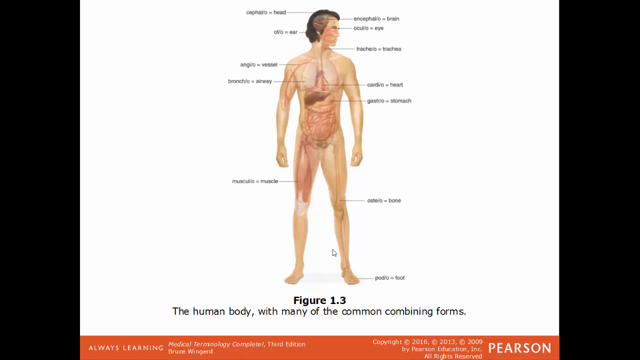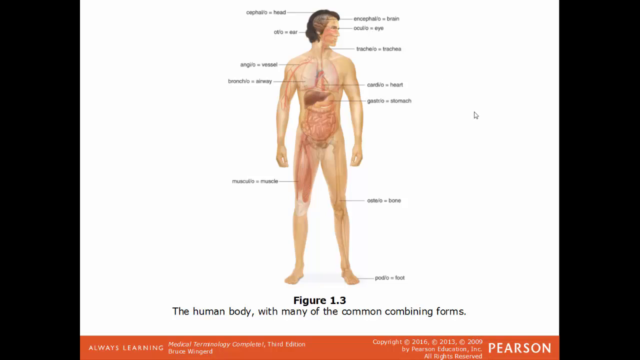Alright, here's a general image of the human body with many of the combining forms. See, cephalo or cephal is a reference to head. Oto is a reference to ear. Angio is a reference to vessel. Broncho, airways. Musculo for muscles. Pod or podo is a reference to foot. Osteo, bone. Gastro, stomach. Cardio, heart. Tracheo, trachea. Oculo for eye. And encephalo, brain.